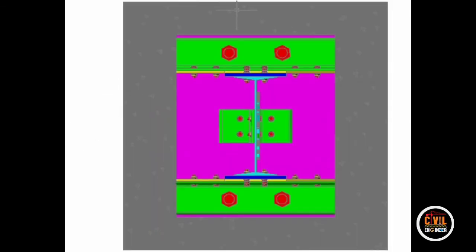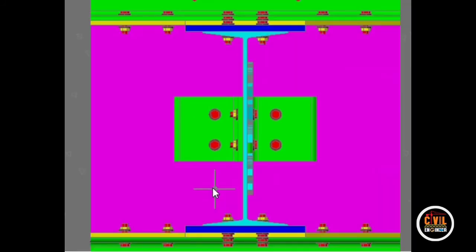This is a top view of the built up column. Rolled steel section, cover plate, and in turn connected by the bolts. Either you can go with the bolts or it can be connected with welding at these edges, at the root radius. Sorry, toe radius. These are the toe radius positions. This is the root radius position. Let us see that in the next view.